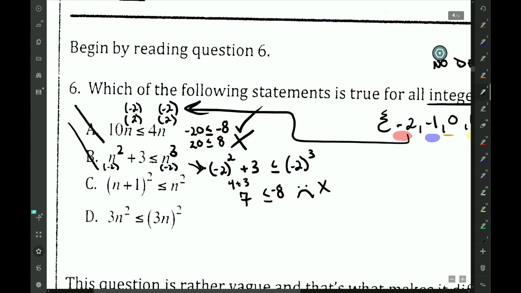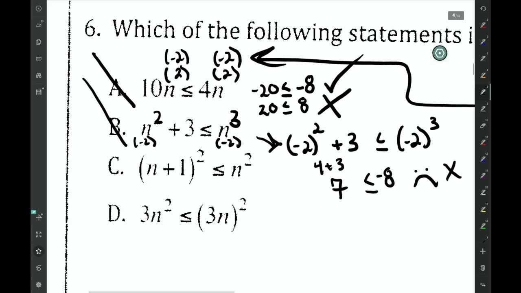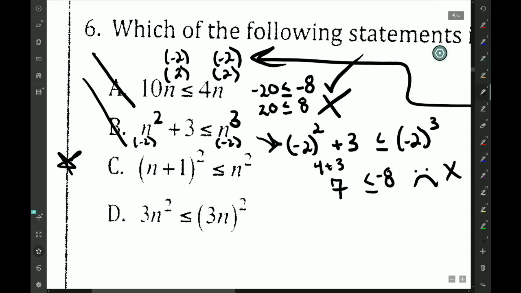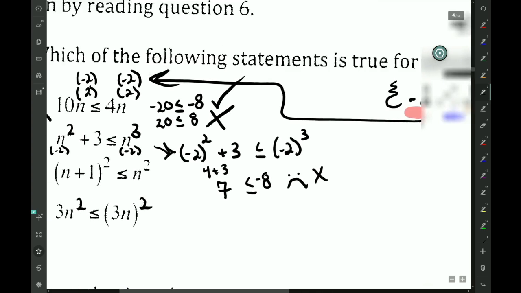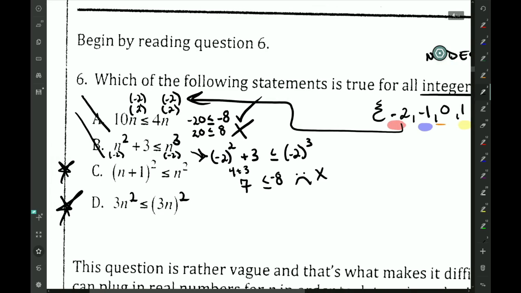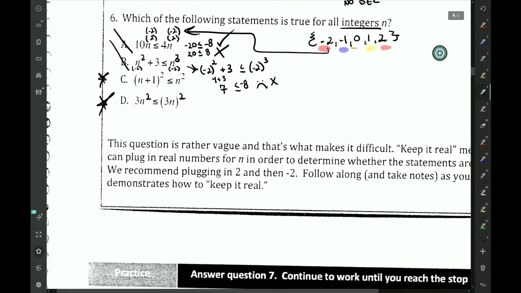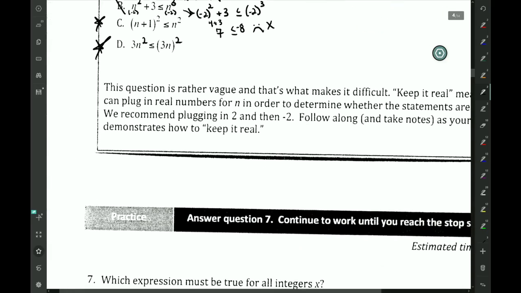So trying out the last two, that is basically your task. I want you to determine which of these two would be your answer. Again, it needs to work for all of the values, and you just plug them in and try it out that way. This question is rather vague, but follow along and you will get it done.